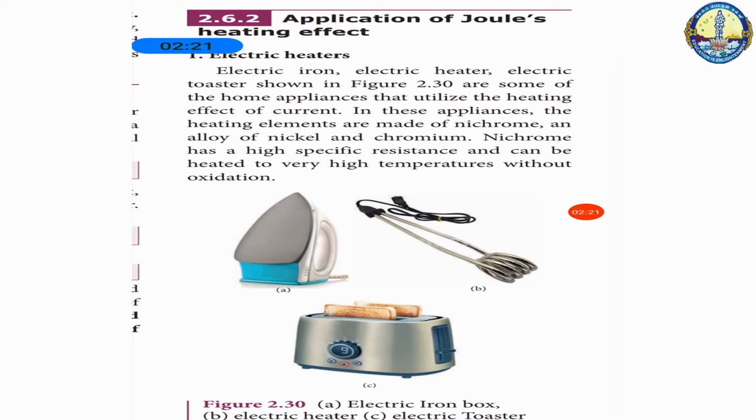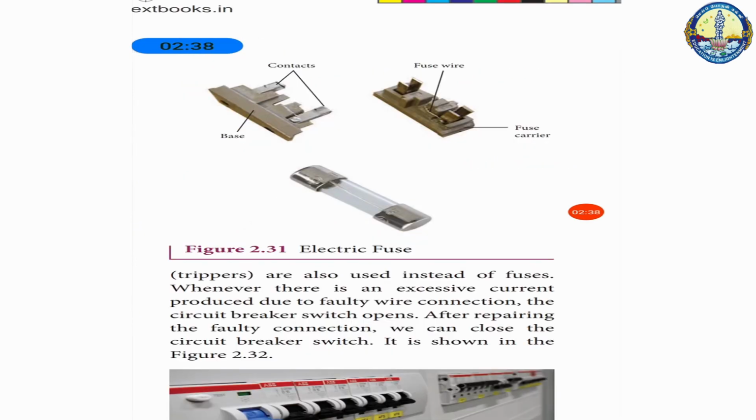In these appliances, the heating elements are made of nichrome, an alloy of nickel and chromium. Nichrome has a high specific resistance and can be heated to a very high temperature without oxidation. Next, one of the applications is the electric fuse. We are using this electric fuse in our home.